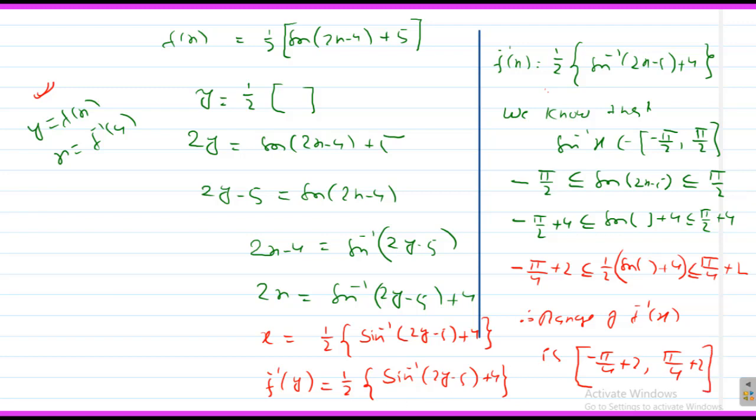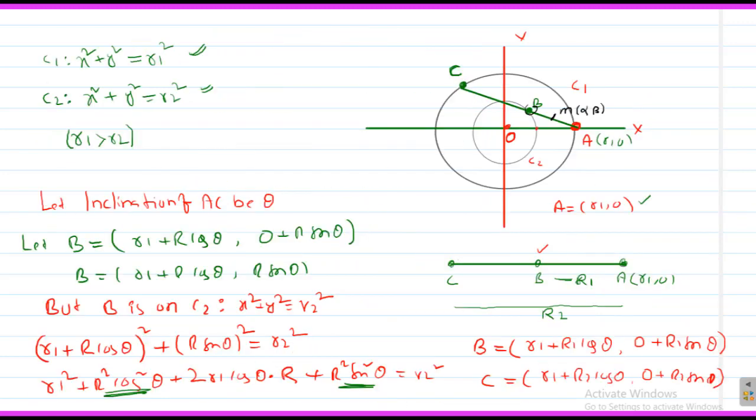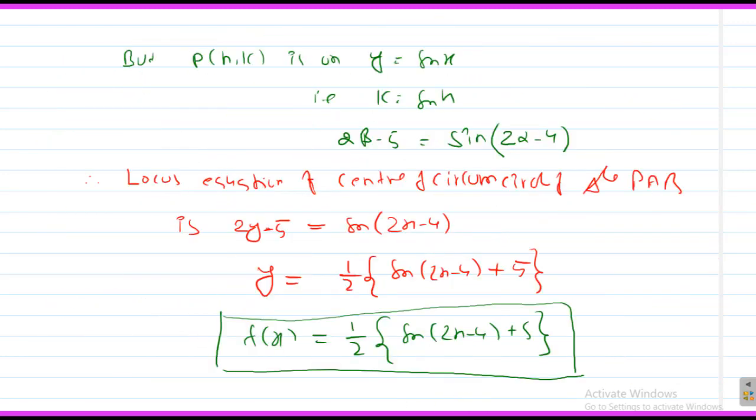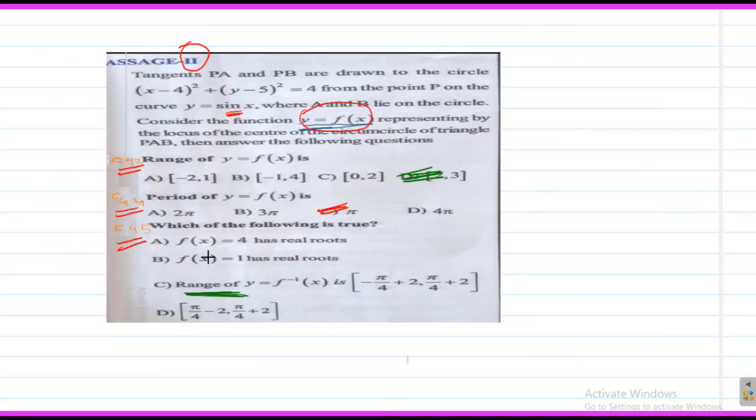Now I want to cross check with our options. Okay, C is correct. So if C is correct, automatically D won't be. So A is not correct, B is not correct, D is not correct, C is the correct answer for the problem.